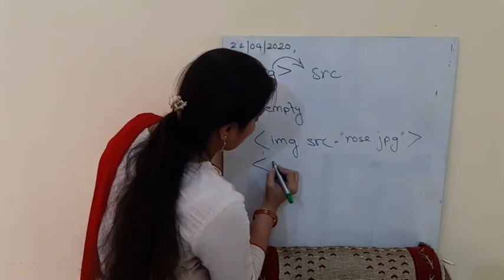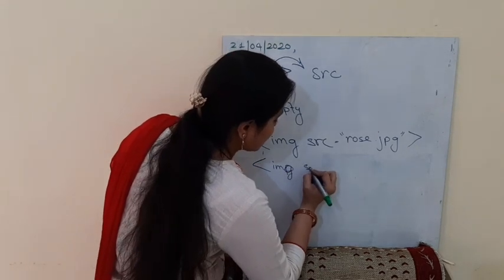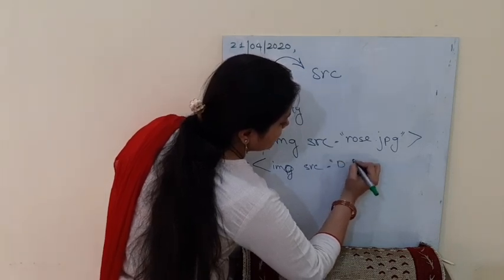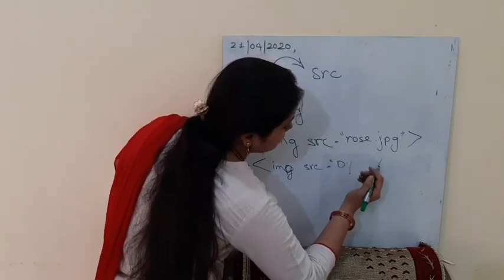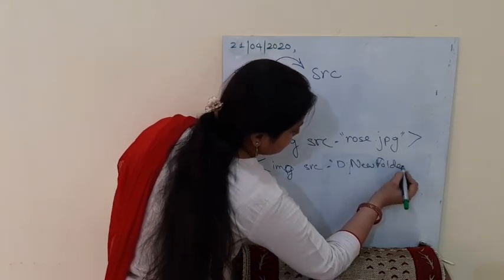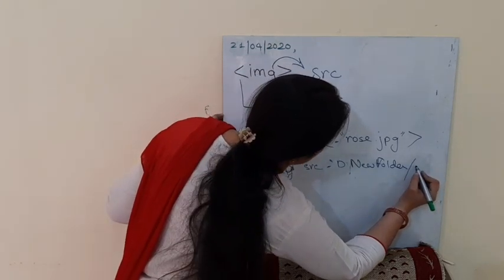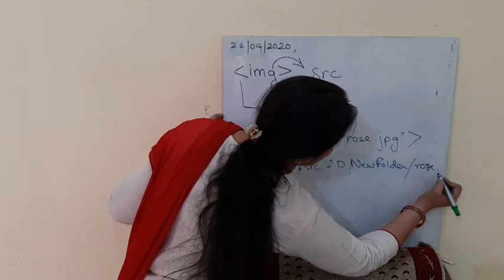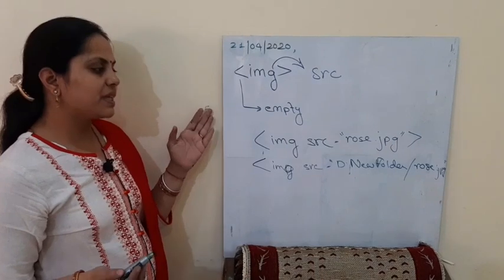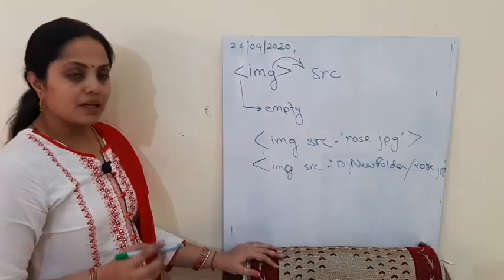So you will be copying the path of the image, or you will be writing img src is equal to d:/new folder/rose.jpg. So what you will be doing is writing the complete path for inserting it properly. I hope it is clear.